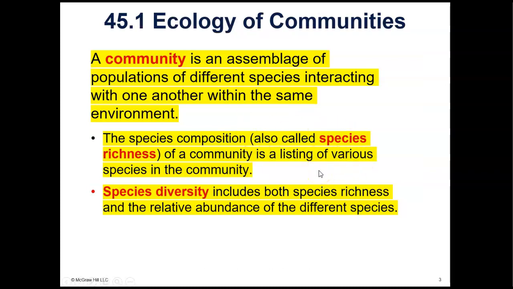When we study communities, we look at some data. The species richness just lets us know the number of different species that live in that community, the number of different species that make up that community. But to really consider species diversity, we don't just look at the number of different species, but we look at the abundance of each species as compared to the other. So the relative abundances of the different species.